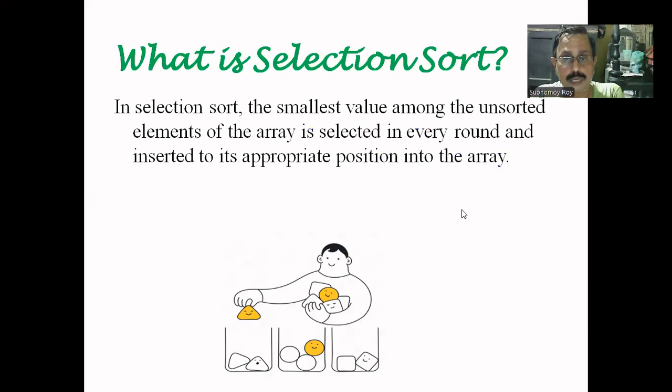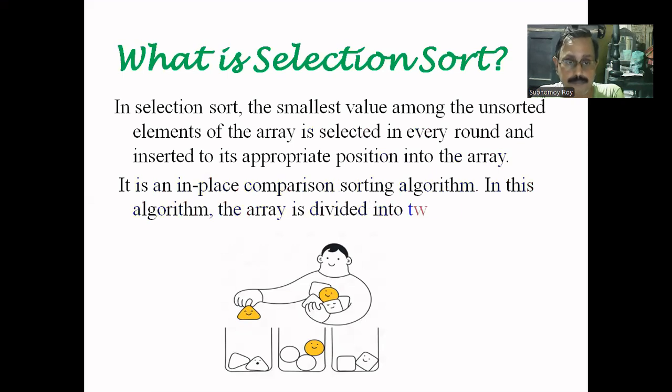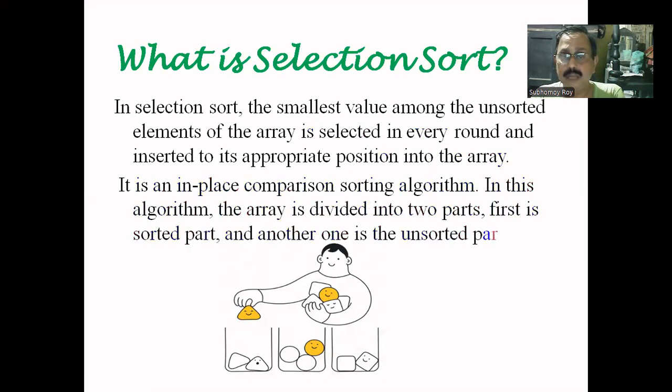Why did they say smallest element? Because our target is to arrange the array in ascending order. So the smallest element should come first. So from the unsorted portion, every time we'll look for the smallest element. So it means divide the array into two halves. It is an in-place comparison sorting algorithm.